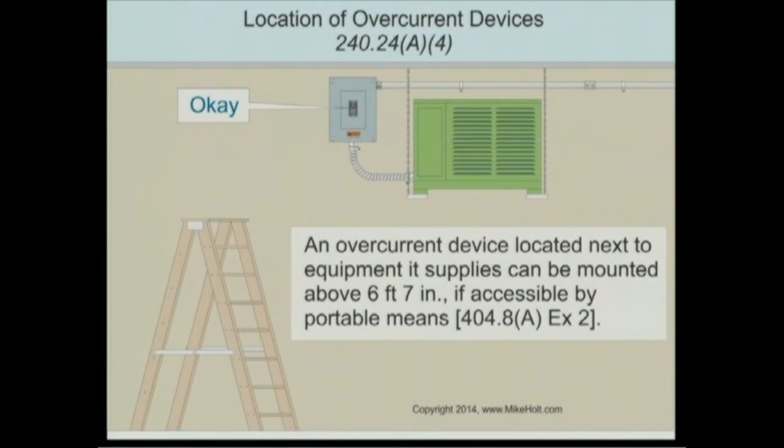Now, there is a permission in 240.24(A)(4) that you can have overcurrent devices located above 6 feet 7 inches if it's next to the equipment that it supplies and it's accessible by portable means. Like, wait a minute, Mike, I thought you just said it had to be really accessible.